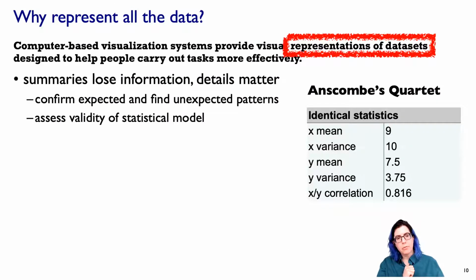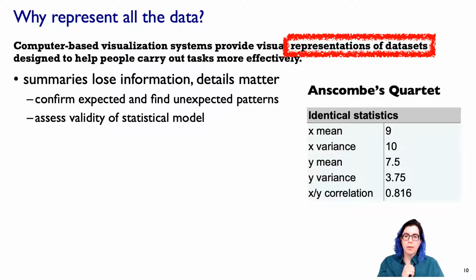Why do we want to represent all the data? Why aren't statistical summaries good enough? Well, summaries are crucial, but they do lose information, and there's many contexts where the details do matter. We might want to confirm whether what we expected is what we're seeing, or find something we didn't expect, or assess whether the model we're using is appropriate for our data.